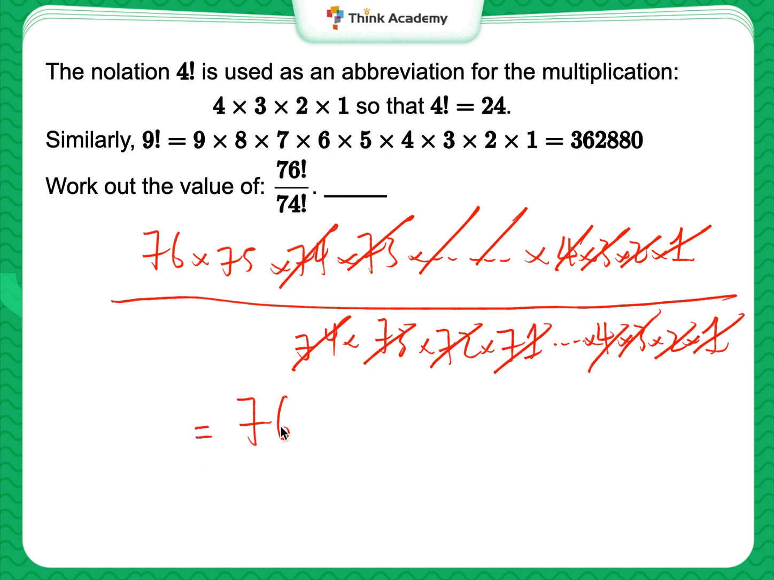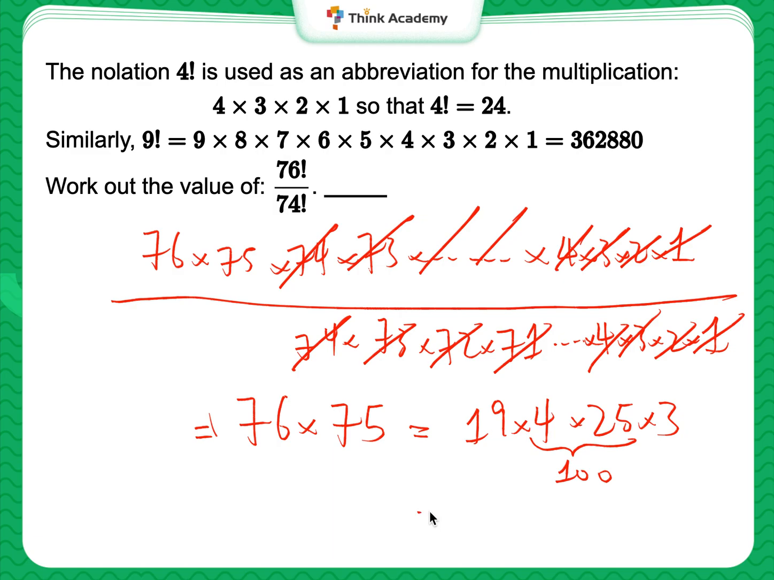So the answer is 76 times 75, which again we can make use of the multiplication pairs such that 76 becomes 19 times 4, where 75 becomes 25 times 3. So using the associative law, we can write 4 times 25 as 100 first. So we have 19 times 100 times 3, that is going to be 5700. All right, so that's the answer to this question.